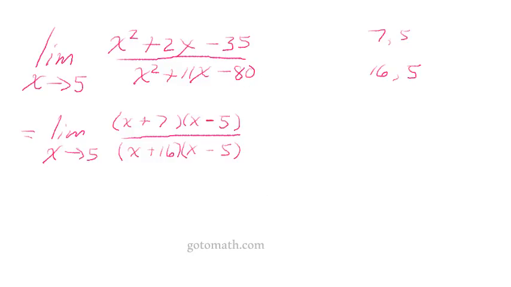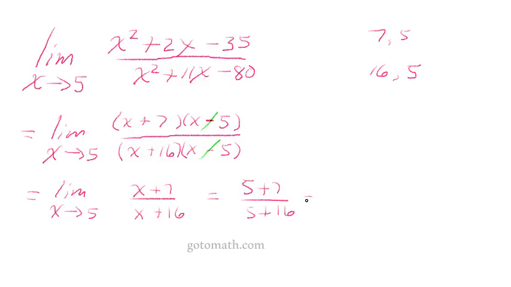Okay, so now what we want to do is cancel out some like terms and then just simply rewrite the limit. You must rewrite this limit now, it's important. X plus 7 over x plus 16, and now we can do our direct substitution and get that number out.